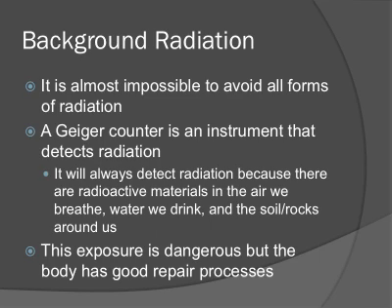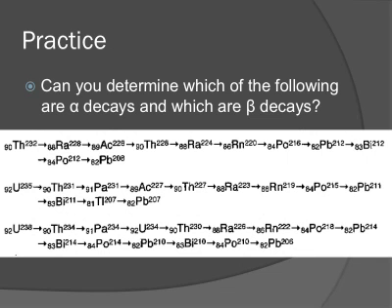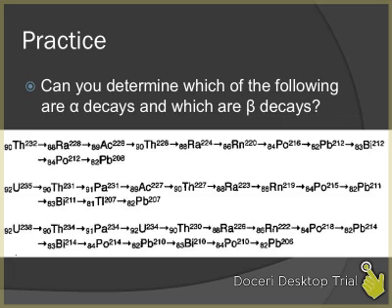All right, so let's just look at this giant chain reaction. Let's see if we can identify some of the different types that we had. So we're talking about alpha, beta, and gamma. Let's look at what happens.